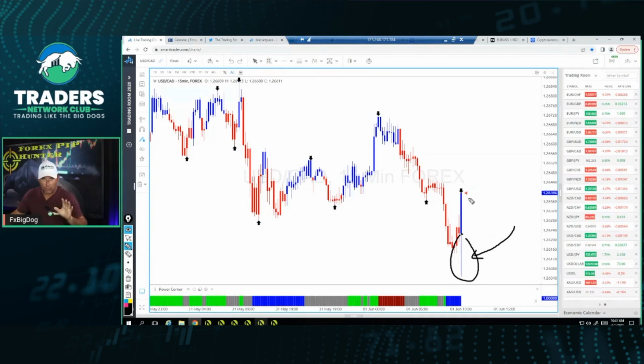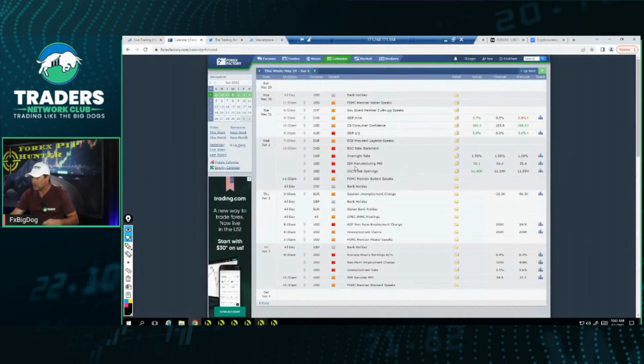Now, I want to remind everyone that not only are we seeing Canadian data come out this morning, but we're also seeing some U.S. data as well. The U.S. reported some jobs numbers this morning, and let's go take a look and see what that looks like right here. There we go. ISM manufacturing PMI came out positive, 58.1.